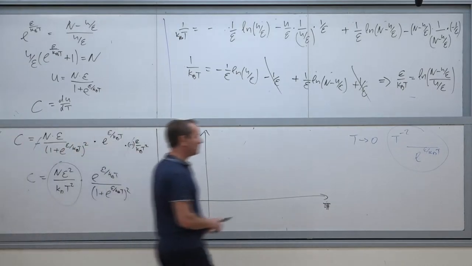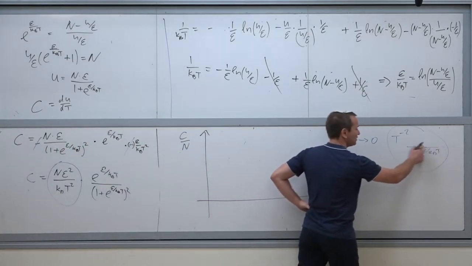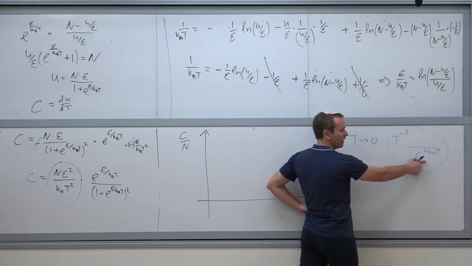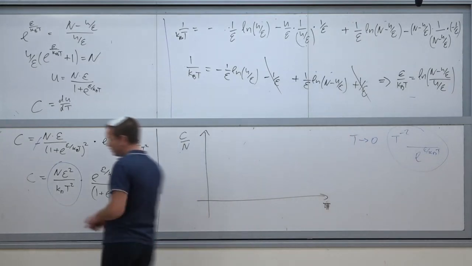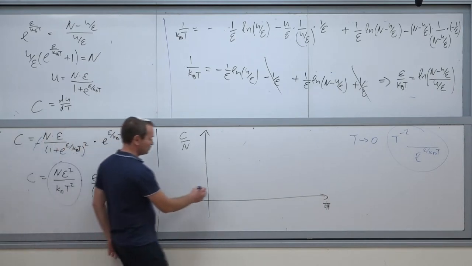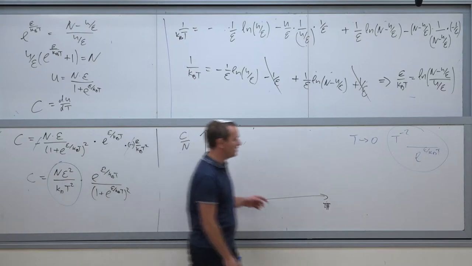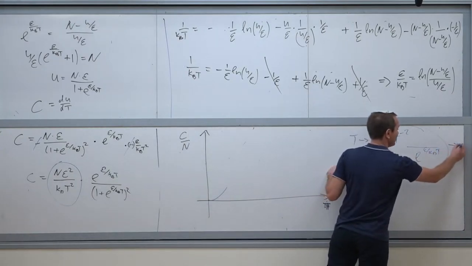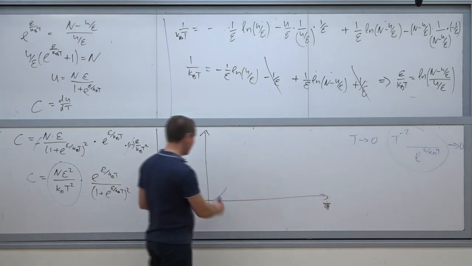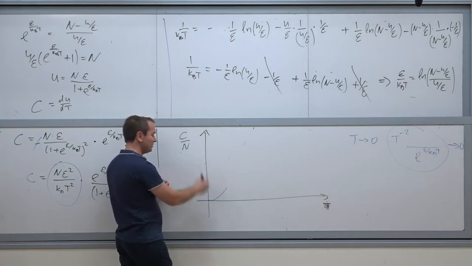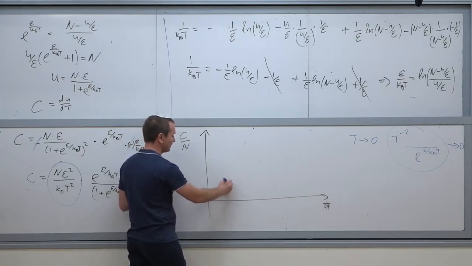So everything is controlled by what happens to this term. So 1 over something that's diverging is actually going to 0. And this is exactly what we expect. So C divided by N is going to 0. And then this guy goes to 0. And then its CV cannot be negative, and then it rises up again.